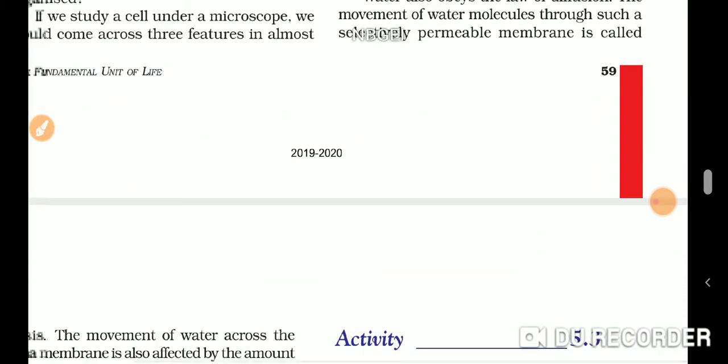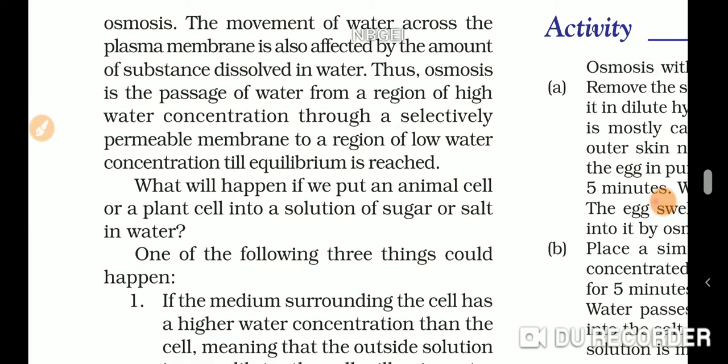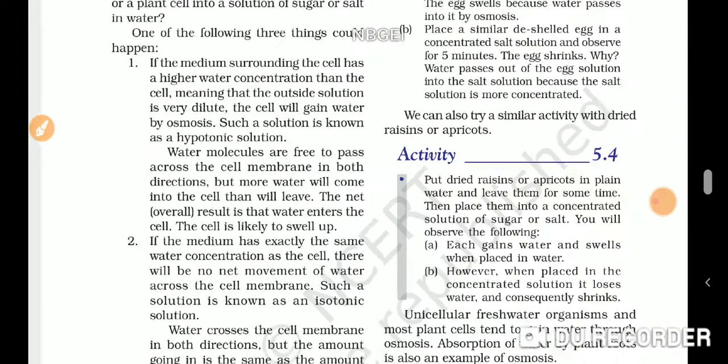There are many other processes happening in the cell, like the osmosis process. Osmosis is the movement of water across the plasma membrane, which is also affected by the amount of substances dissolved in water. That means if we take an example of raisins, if we soak raisins in water, we will see that the concentration inside the raisin is higher and the water concentration outside the raisin is lower. So water enters into that raisin. Water moves towards the higher concentration. And how does it move? It is a semipermeable membrane, because of which this osmosis process is able to happen. So you have to read these points to understand the process of osmosis.